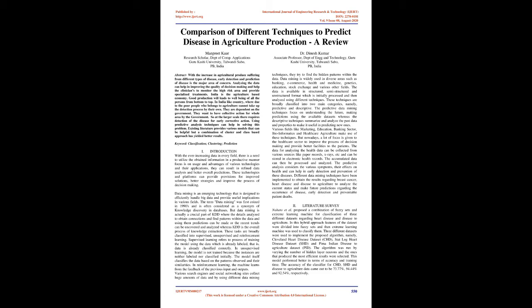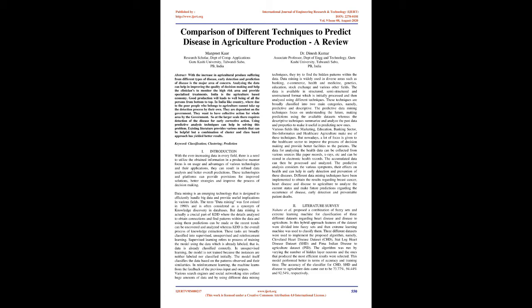using different techniques. These techniques are broadly classified into two main categories, namely, predictive and descriptive. The predictive data mining techniques focus on understanding the future, making predictions using the available datasets, whereas the descriptive techniques summarize and analyze the past data and properties to make it useful in predicting new ones. Various fields like marketing, education, banking sector, bioinformatics, healthcare and agriculture make use of these techniques.